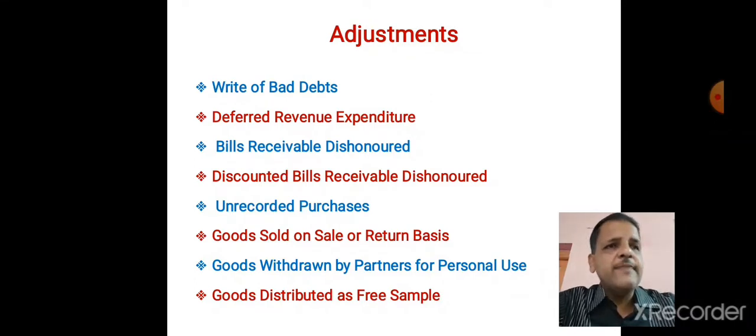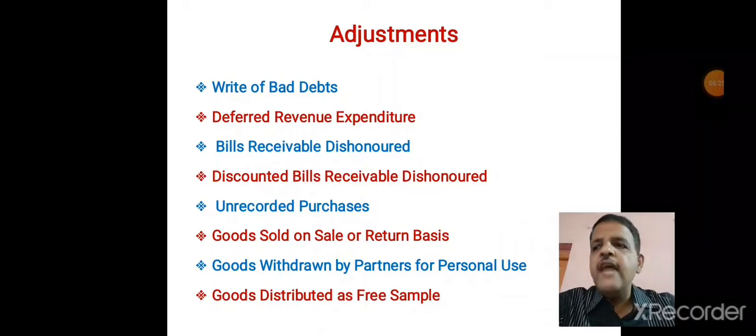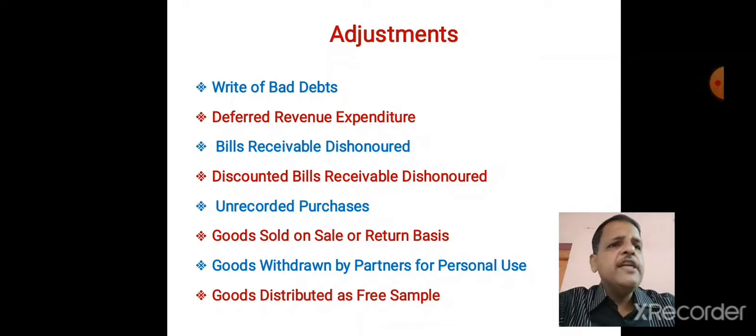See the next adjustment. The next adjustment is of deferred revenue expenditure. Now, what is deferred revenue expenditure? It is heavy expenditure made, usually of the nature of revenue expenditure, but because it is heavy, we are going to get benefit of it for more than one accounting period. For more accounting periods, it is known as deferred revenue expenditure.